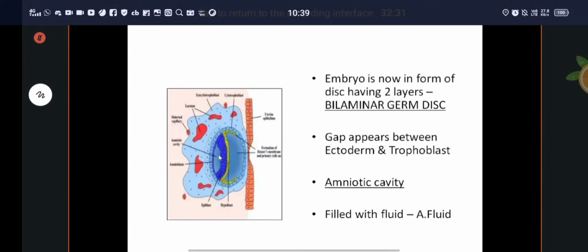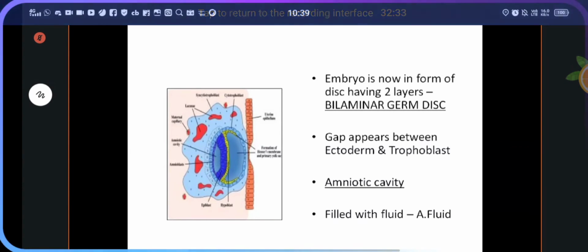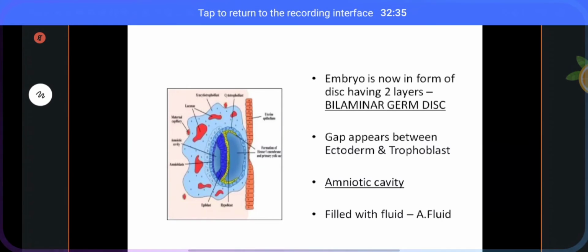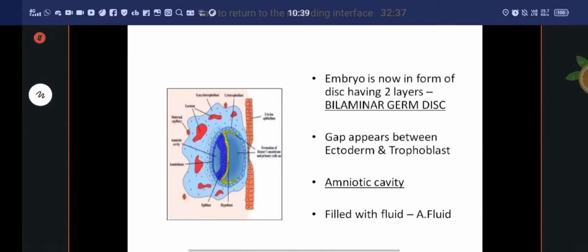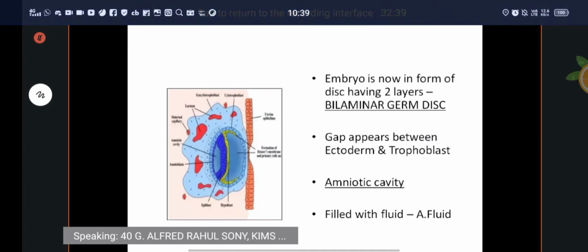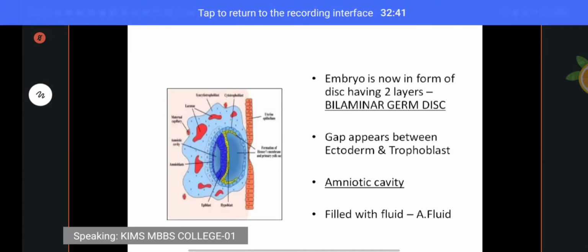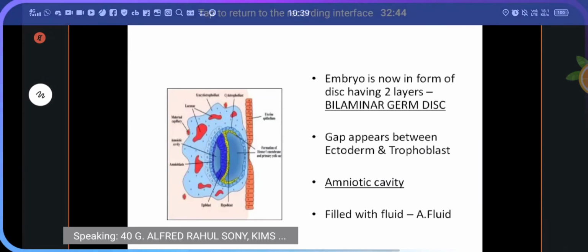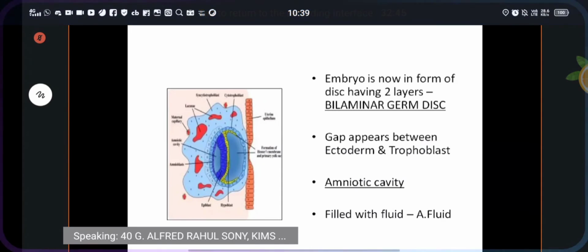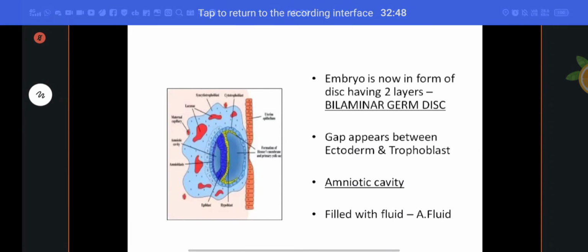And it is filled with a fluid called amniotic fluid. At this stage, where we are seeing two layers, ectoderm and endoderm, this embryo is called a bilaminar germ disc. Am I clear?